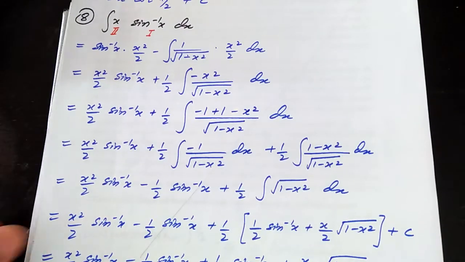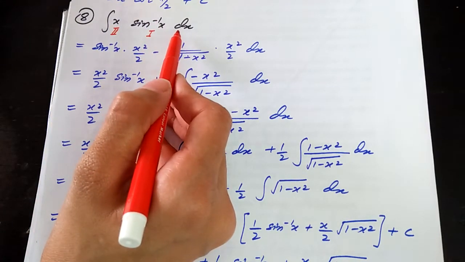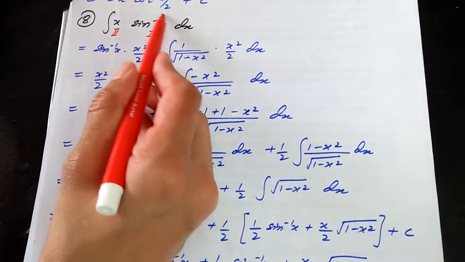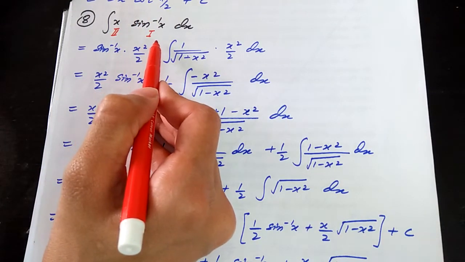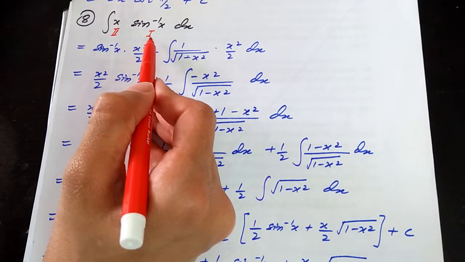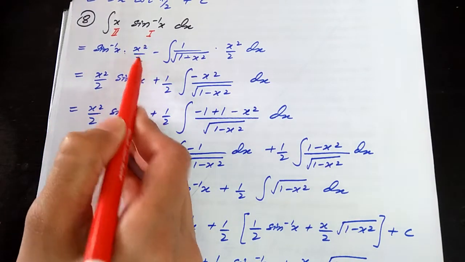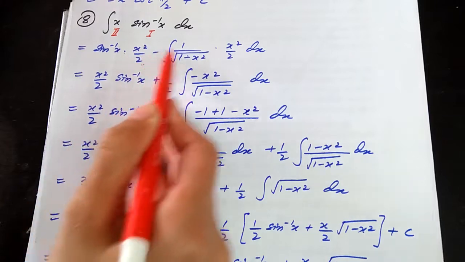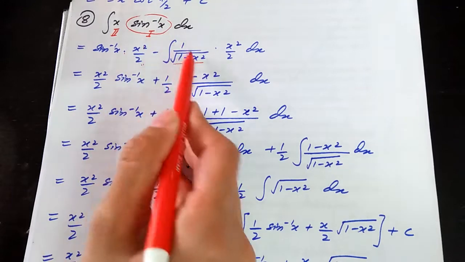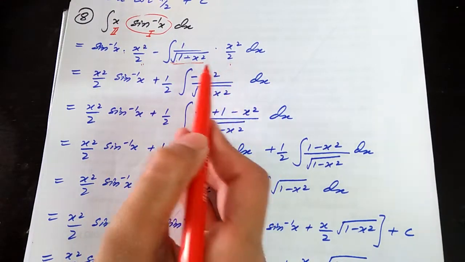Now come to question number 8. Integration of x sine inverse of x dx. Now starting from the first rule, x has the integration formula, but sine inverse of x has no integration formula. So it will be taken as the first function because it has no integration formula. First function into integration of second function, minus integral of derivative of first function. Derivative of sine inverse of x is 1 over under root 1 minus x square, into integration of second function dx.